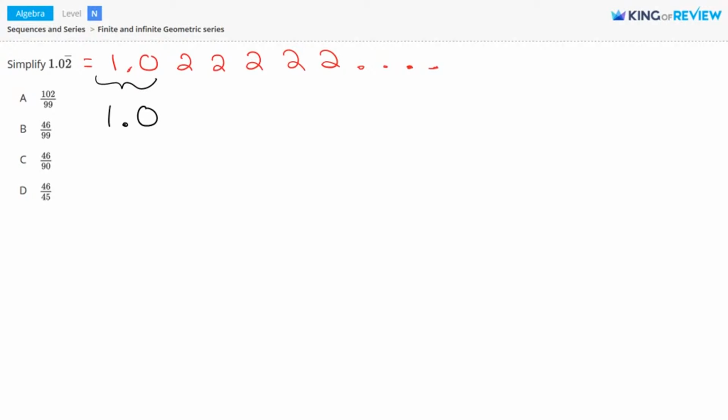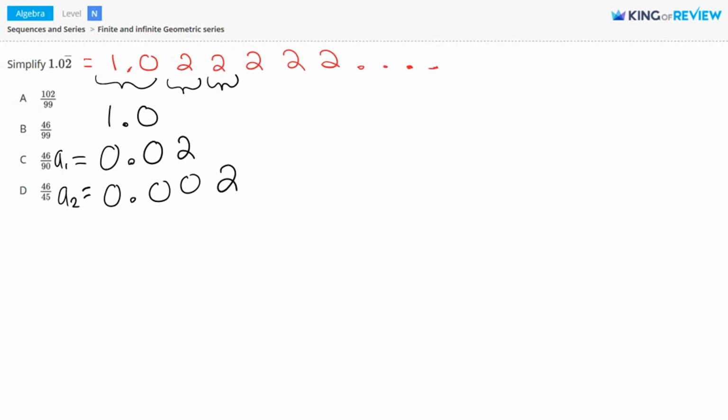Now let's look at the repeating portion. We have this first 2. How can we represent that 2? We can write 0.02. We're going to call this A1, which is the first repeating term. Now let's represent this second 2. This will be our A2 term, or our second term. How do we represent this second 2? This can be represented as 0.002. And this keeps going.